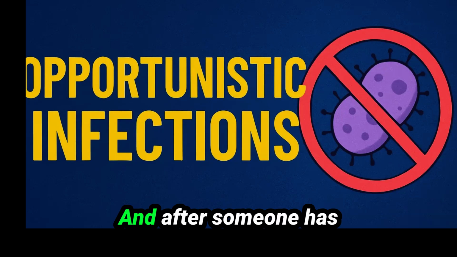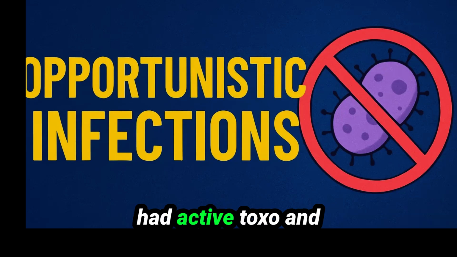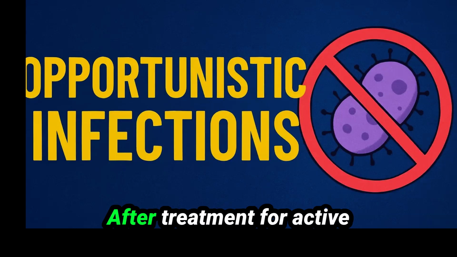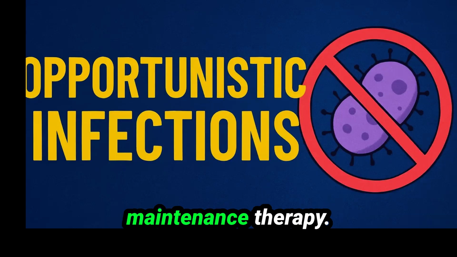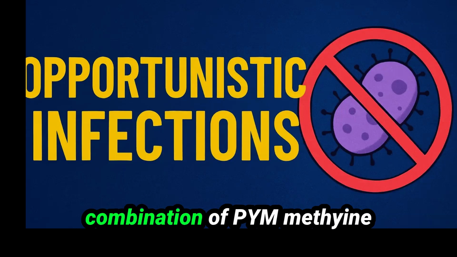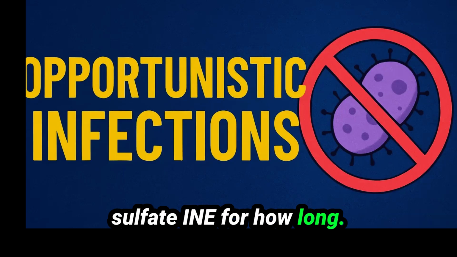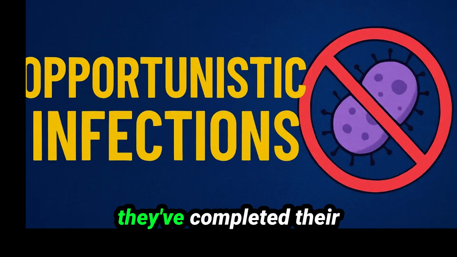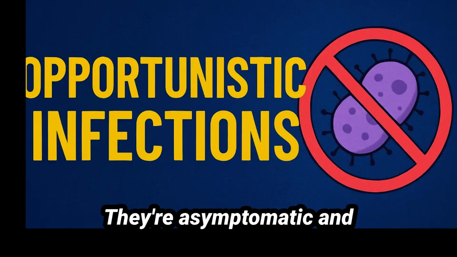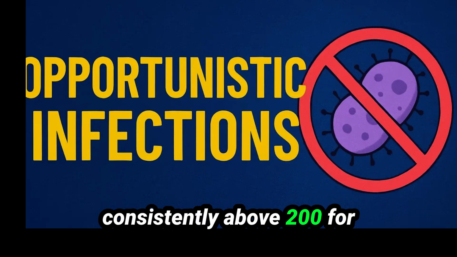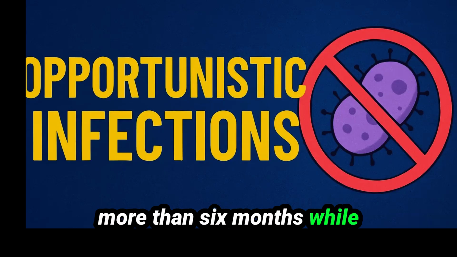Okay. And after someone has had active toxo and finished treatment, do they stay on something? Yes. After treatment for active infection, they need chronic maintenance therapy. This is typically the combination of pyrimethamine plus leucovorin plus sulfadiazine. For how long? You can usually stop chronic maintenance if they've completed their initial therapy course, they're asymptomatic, and their CD4 count has been consistently above 200 for more than 6 months while on ART.